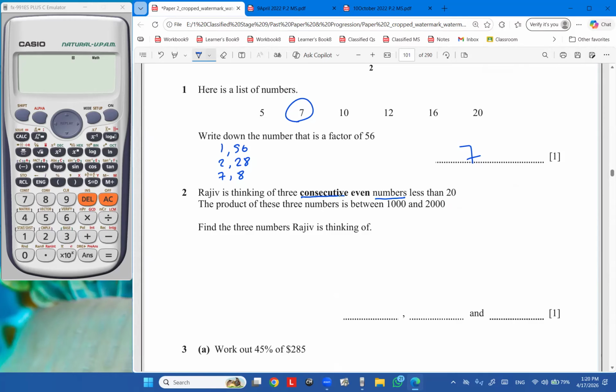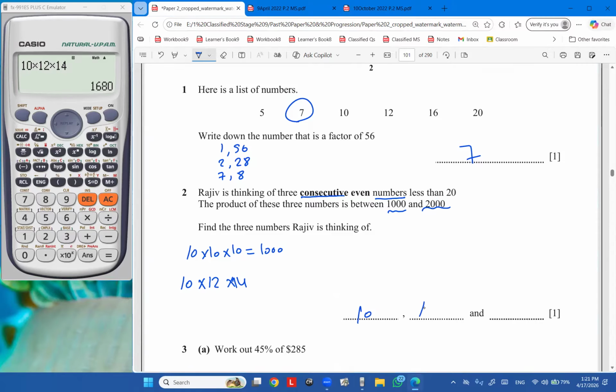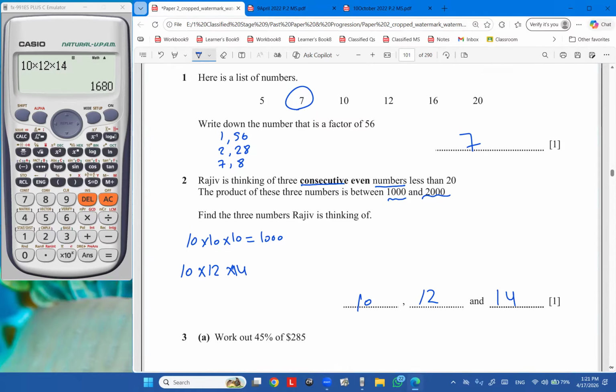The product of these three consecutive even numbers is between 1000 and 2000. I know that 10 times 10 times 10 gives me 1000 exactly, so I cannot go below 10. These are not actually consecutive even numbers, but they're going to guide me about where exactly I should start from. They want the answer to be between 1000 and 2000, so I need to go higher than that. Starting from 10, multiplying it by 12, multiplying it by 14, and using the calculator to make sure you're right, is going to give you an answer that is between 1000 and 2000. So it is 10, 12, and 14, the three consecutive even numbers.